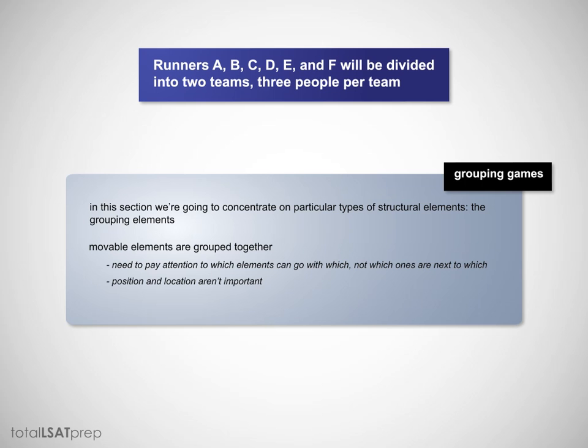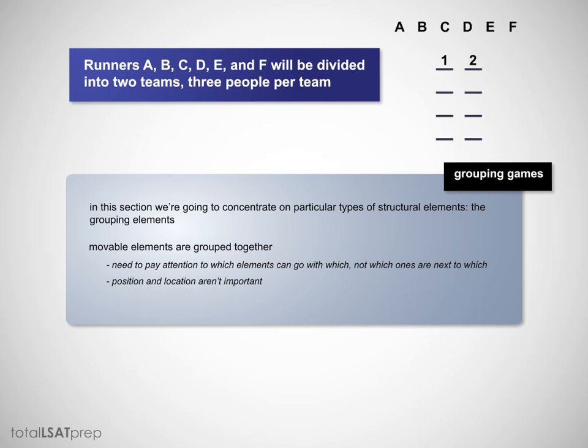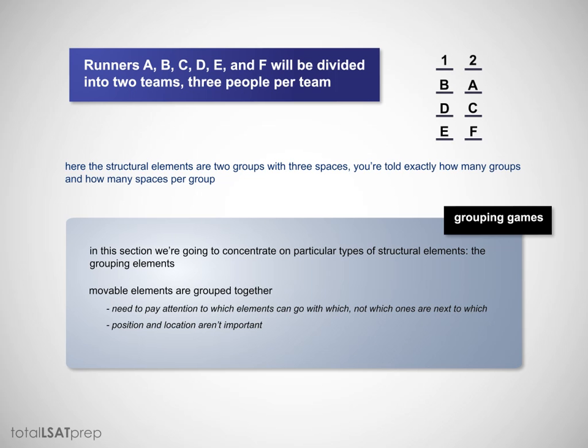And in this case, we would diagram it, for example, with 2 columns, 1 and 2, with BDE in the first column, ACF in the second column. So here the structural elements are 2 groups, 1 and 2, with 3 spaces, and you're told exactly how many groups and how many spaces per group. 2 groups, 3 spaces per group.